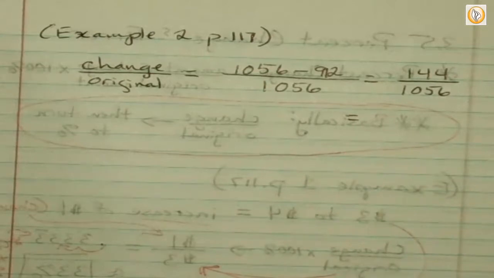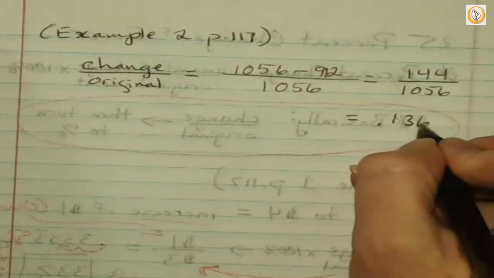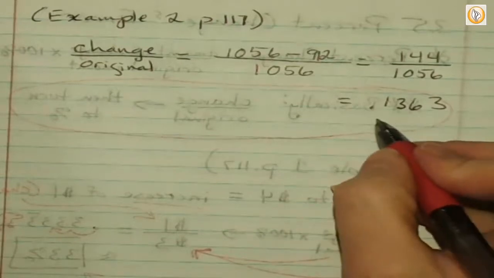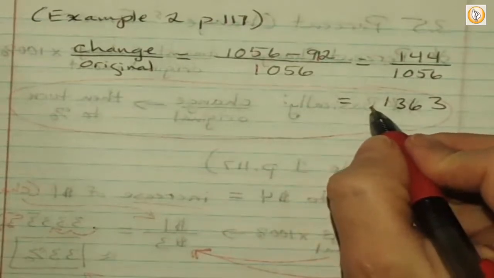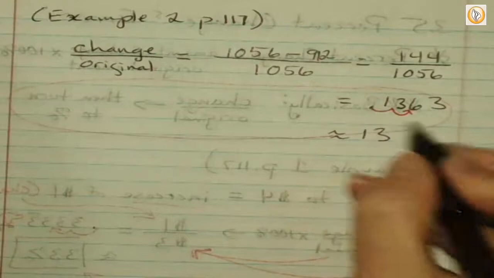Now, use your calculator. So what do you get? 144 divided by 1,056. Raise your hand. Miranda? Keep going. 1, 3, 6, 3. In there? All right. Now, what do we need to do, Miranda? How do I do that? Very good. So then I have a 13.